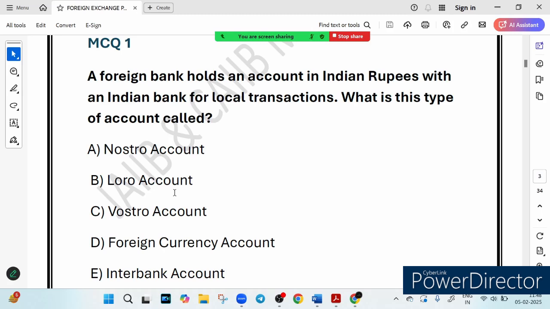So option A Nostro, option B Loro, option C Vostro, option D foreign currency account, option E interbank account. What do you think? You should first try yourself and then listen to the answer. So let's analyze each option one by one.